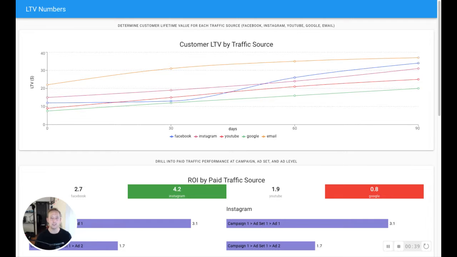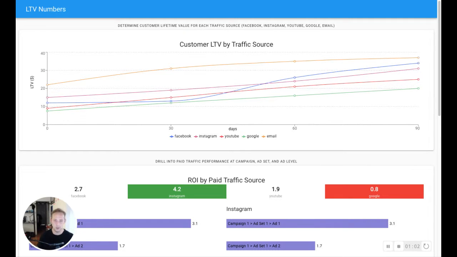And really, it all boils down to this one problem. If you really want to know how to scale, you need to know how much a customer is worth over the lifetime of that customer, broken down by the different traffic sources that you have. And some people know how to get customer lifetime value total, but they don't know how to see how it evolves over time from day 0 to day 30 to day 60 to day 90.